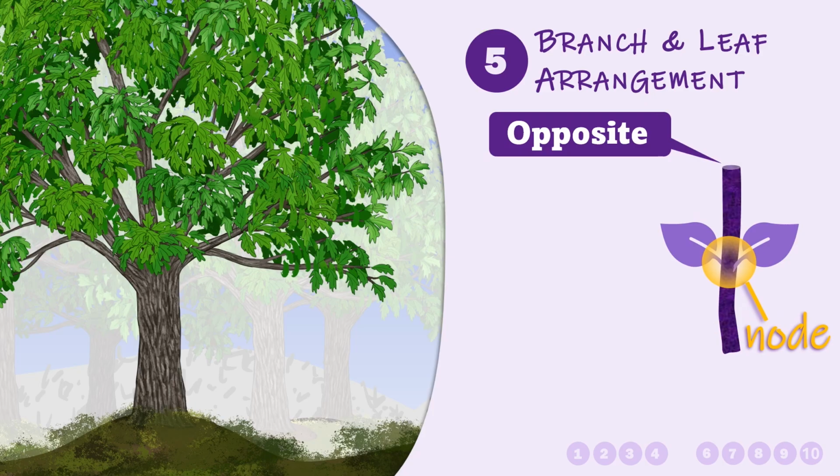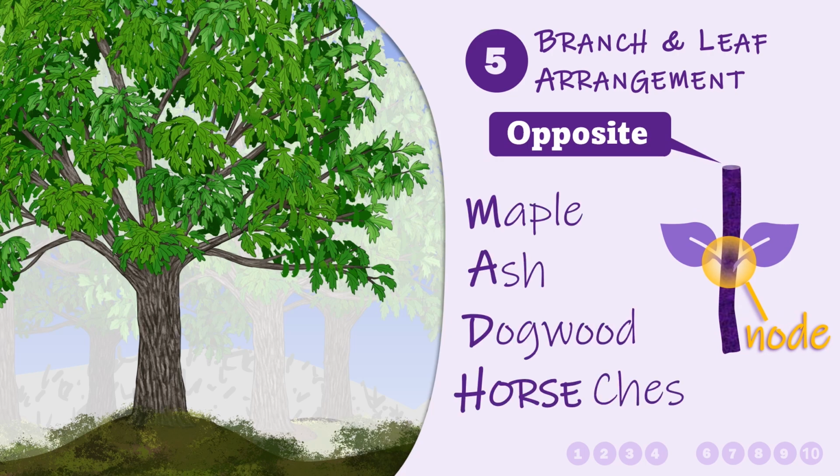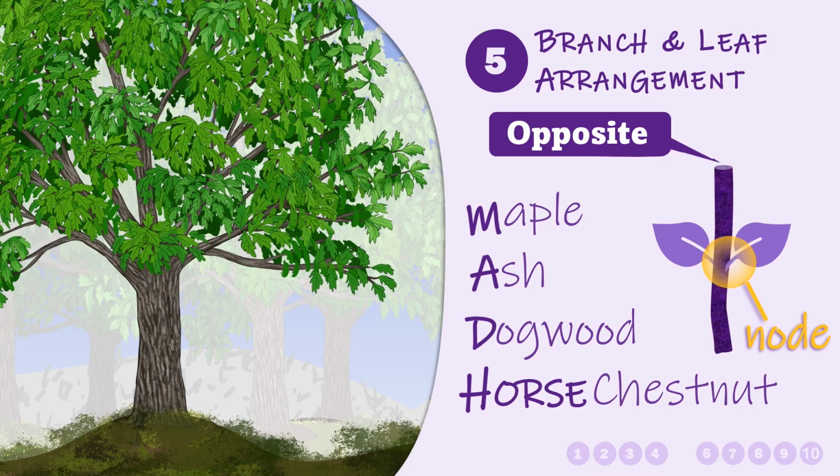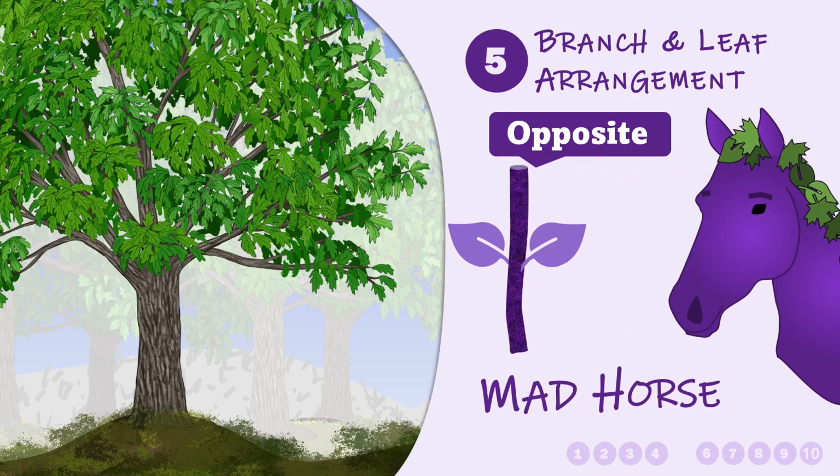There are few groups of trees in New Jersey that grow in an opposite arrangement. These include almost all species of maple, ash, dogwood, and horse chestnut. We use the acronym MADHORSE to make it easy to remember opposite branching.